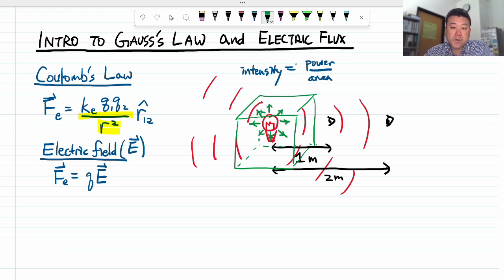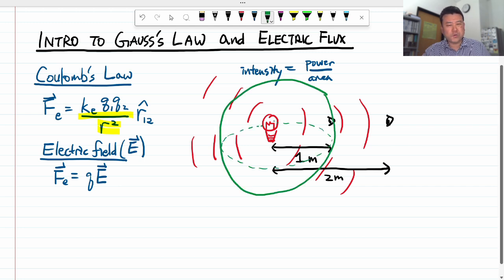Each second the light bulb emits 60 joules of energy. This energy should leave the volume containing the light bulb each second. And this statement would be true for any volume. So we could consider a sphere of radius 1 meter. Or we could consider a sphere of 2 meter radius, but let's stick to 1 meter for now.